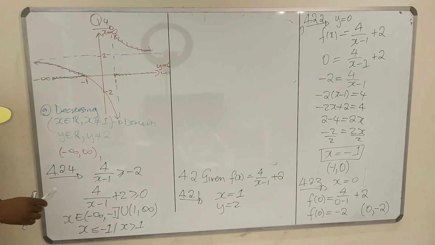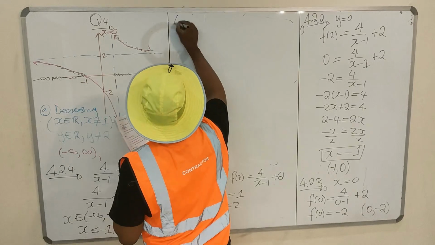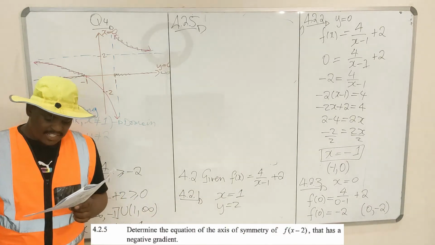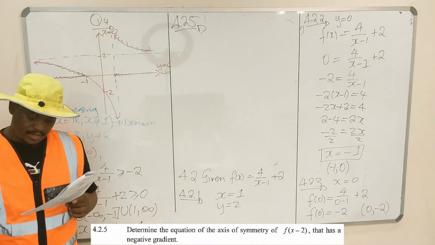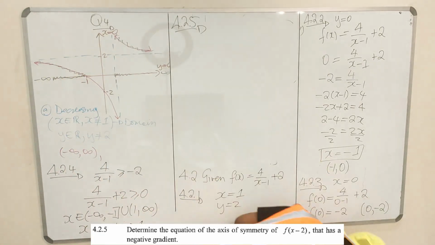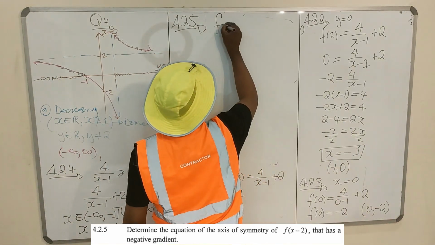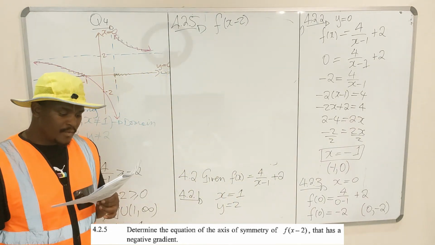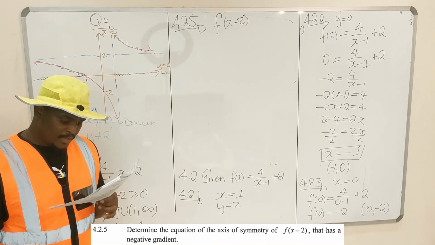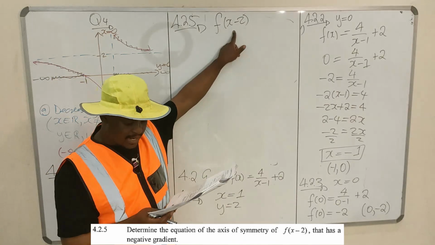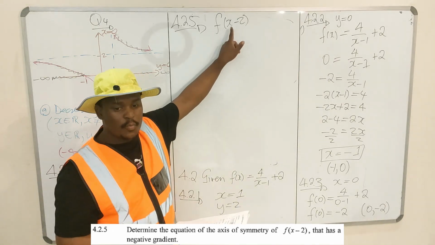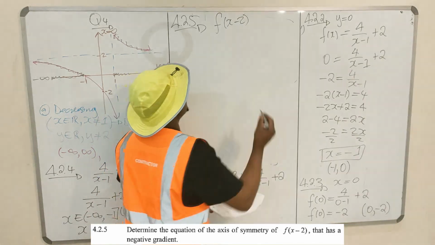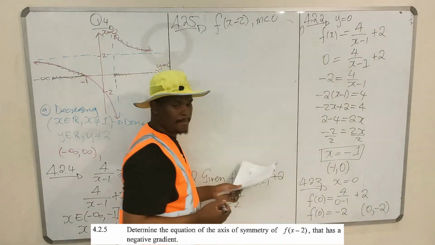Okay. So with the last question, 4.2.5, what are they saying? Determine the equation of the axis of symmetry of what? Not of f, of f at x minus 2. They want you to find the axis of symmetry of this function that has a negative gradient. That axis of symmetry should have a negative gradient, which is the m of that gradient is less than 0.